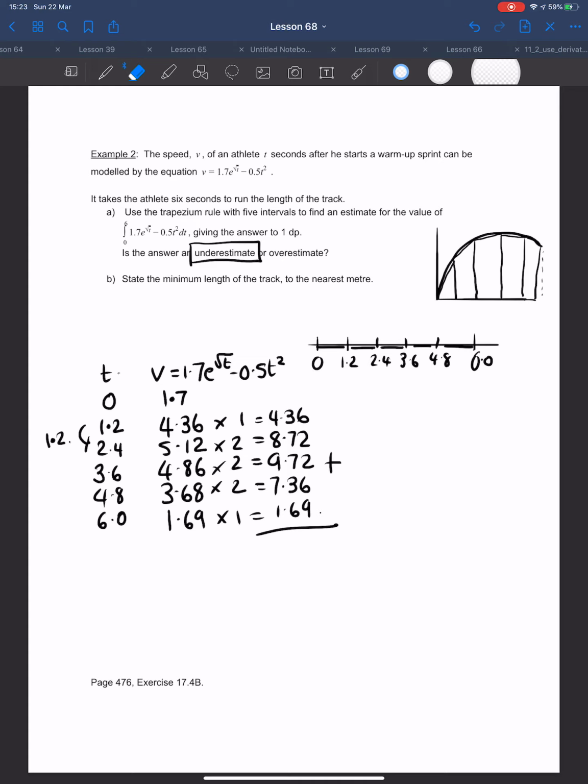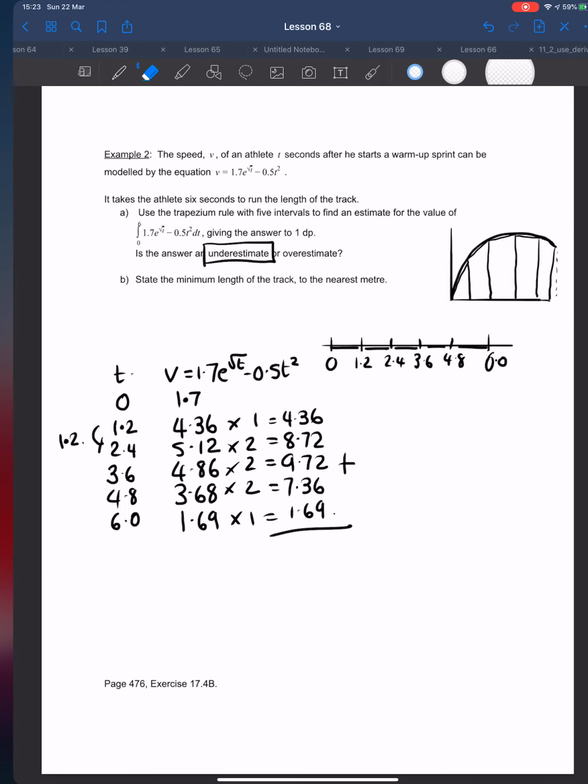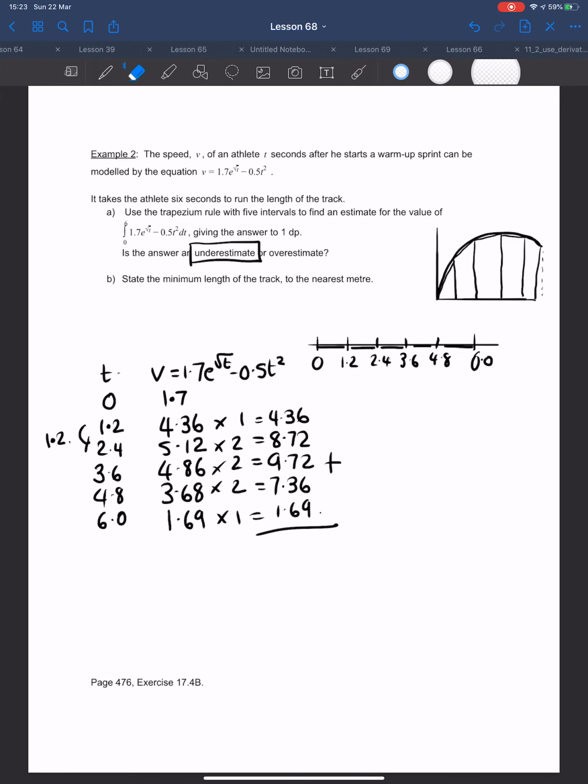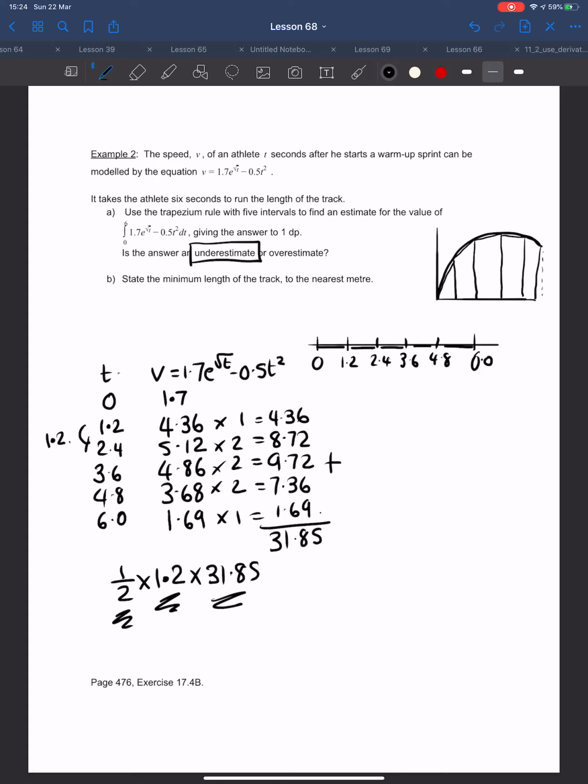I've done that wrong. 4.36 plus 8.72. I bet one of the decimal points didn't work. Plus 9.72 plus 7.36 plus 0.69 adds up to 31.85. So it's a half times 1.2 times 31.85. Half from the formula, 1.2 from the step size, and 31.85 from that one. So divide by 2 times 1.2.